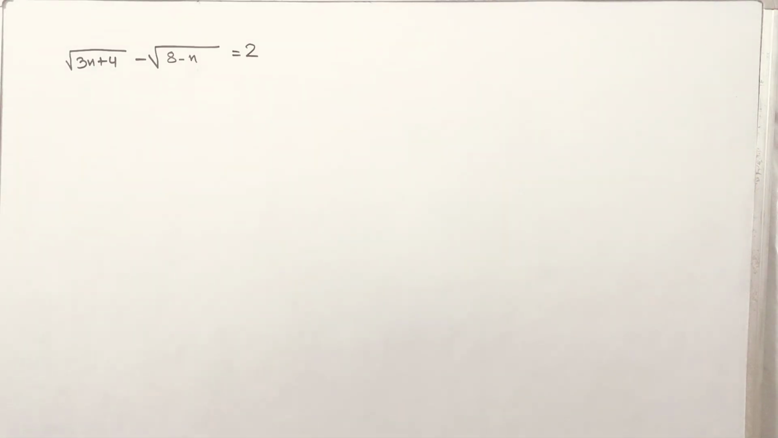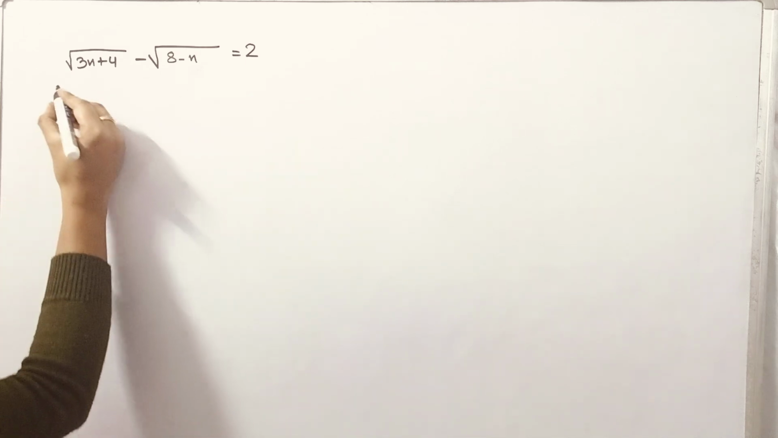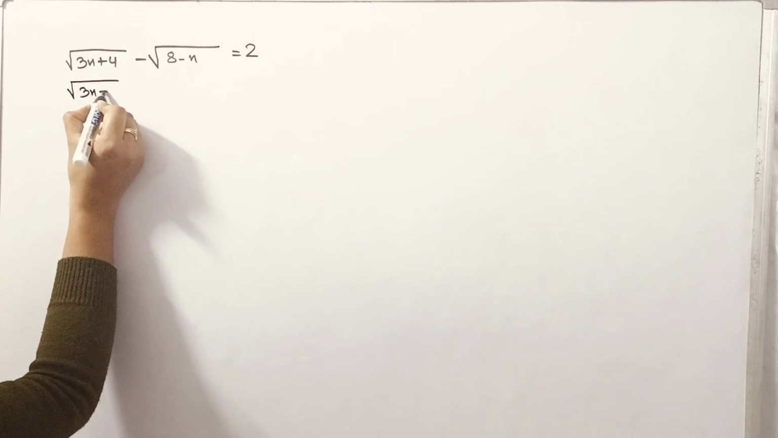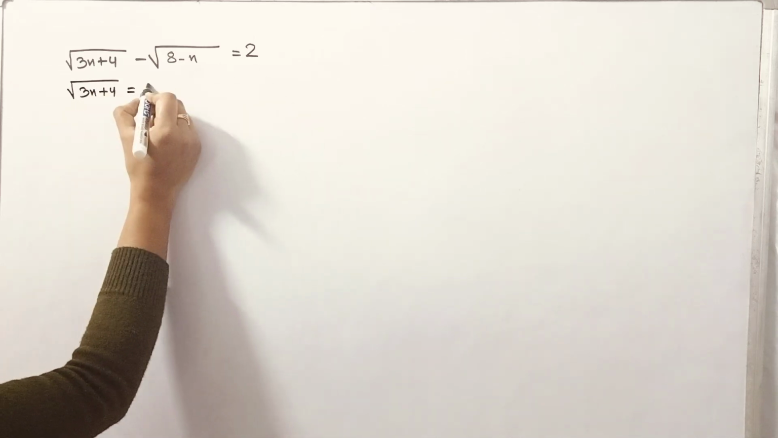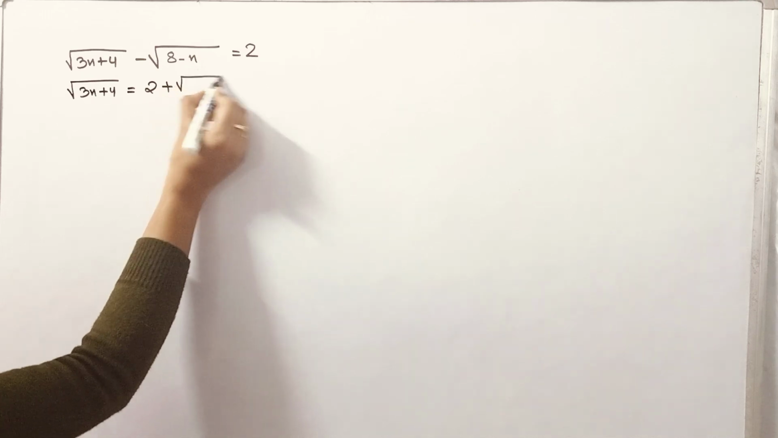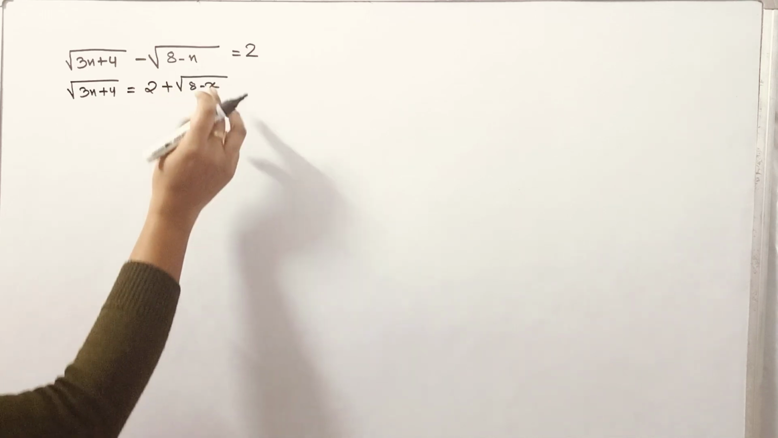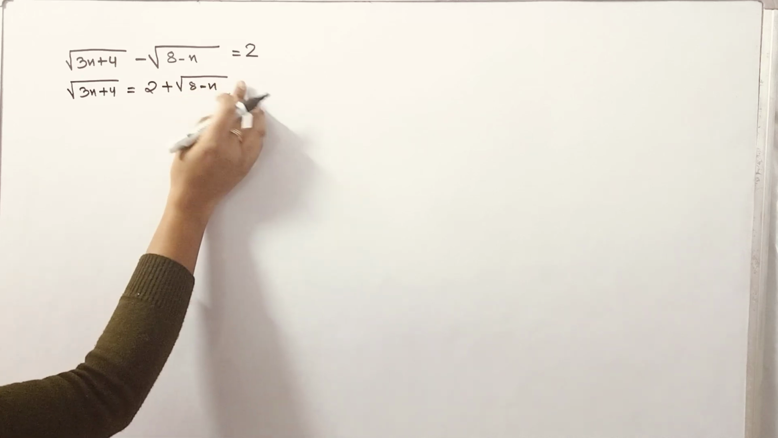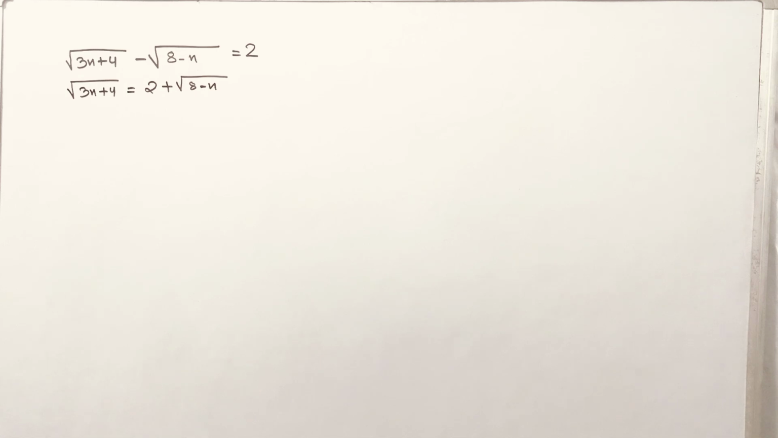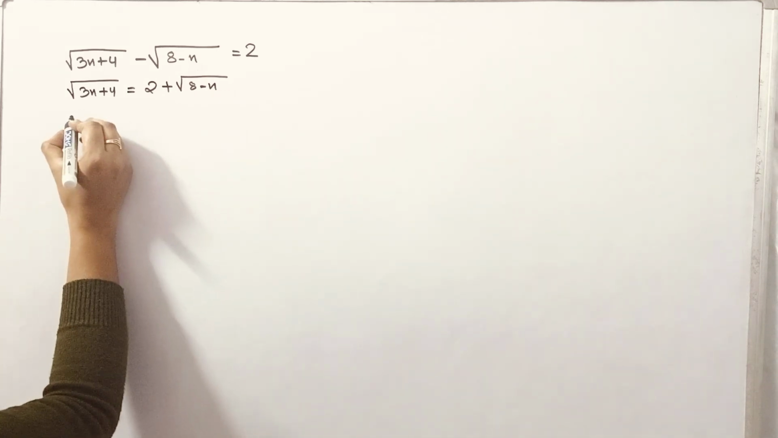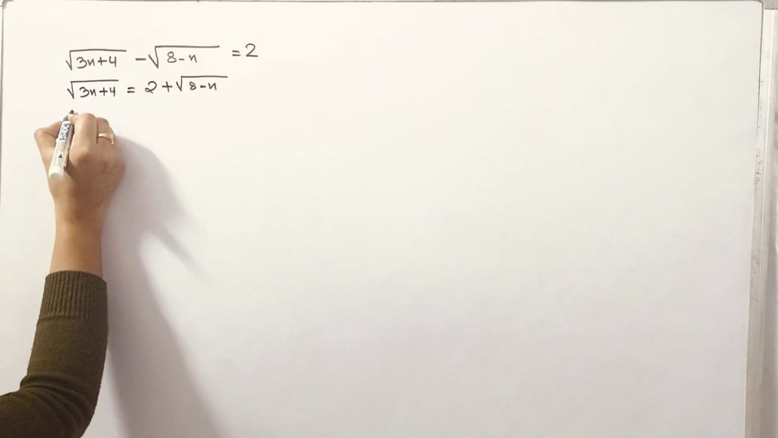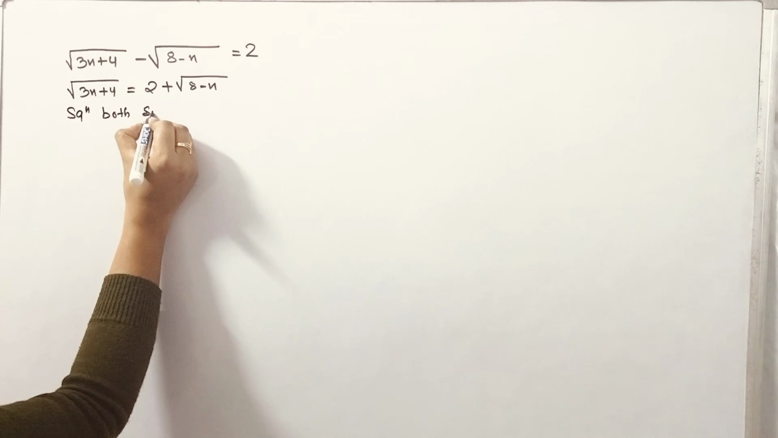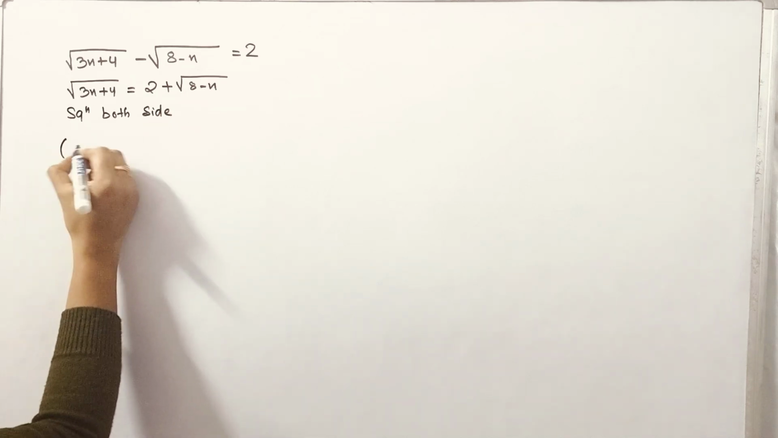So let's begin. See, we have this question. Now, let's start. What we will do? 3x plus 4 is equals to 2 plus root under 8 minus x. We had just rearranged the terms. Why we did so? So that we can easily remove this square root. So now what we will do? We will square it both sides. Squaring both sides, what we will get?